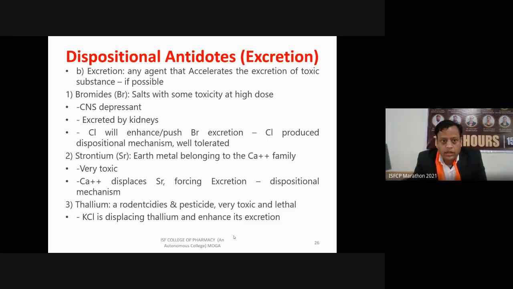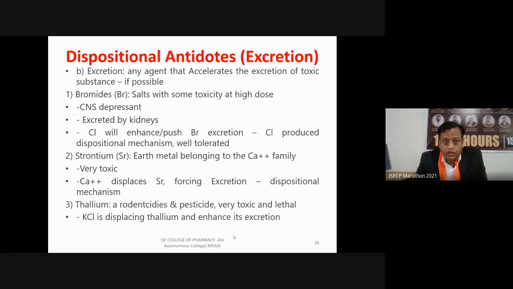So it includes bromides, bromide salts with some toxicity at higher doses, which produce a CNS depressant effect and are excreted by the kidney. Chloride will enhance bromide excretion. Chloride is well tolerated, so when bromide is replaced by chloride, we can minimize the toxicity. That is a way through excretion. We induce the excretion of bromide by replacing it with chloride, so we can minimize the CNS depressant effect.